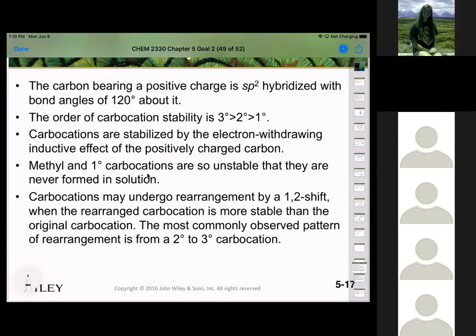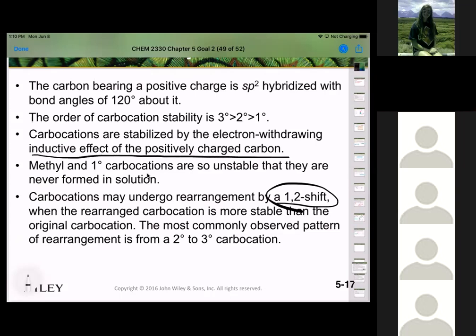All right, so the net goal of chapter 5, goal 2, is that the carbon has the positive charge. It's sp2 hybridized, meaning it's trigonal planar. Tertiary is more stable, secondary is next most stable. We almost never form primaries. Okay, so all our products are going to be derived from a secondary or tertiary. If you can move a methyl group or a hydrogen over, you're going to get this 1,2 group shift to get to the most stable. You will only do it if you're getting to a more stable carbocation or releasing strain in a ring, okay?